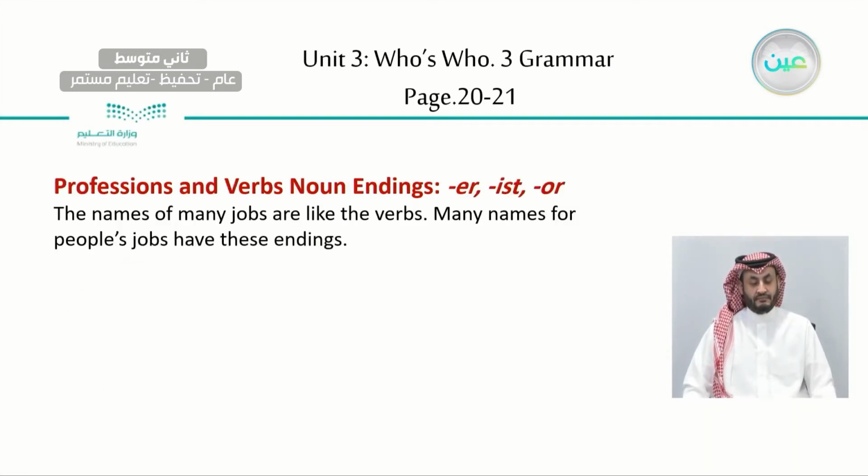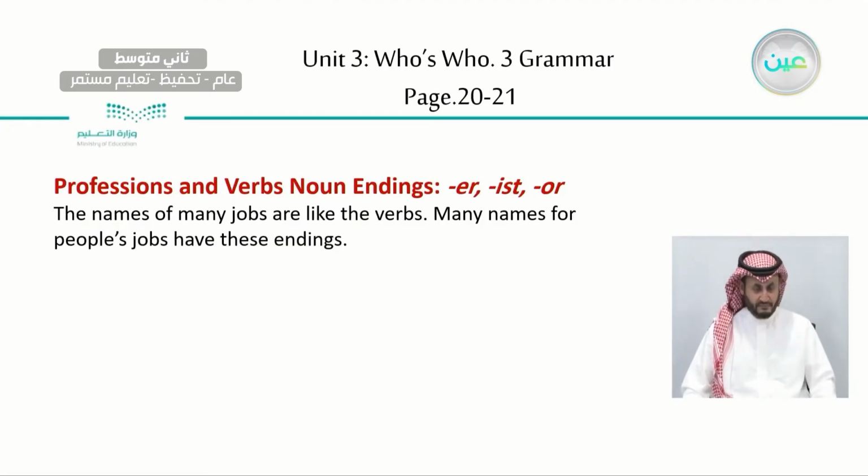Now, let's take a look at the next part here. Professions and verb nouns ending with er, ist, or or. Let's take a look at this picture. What do you see here? What do they do? They are players.